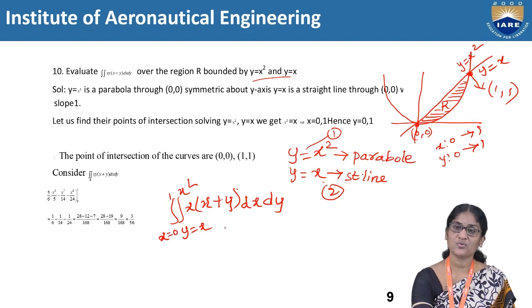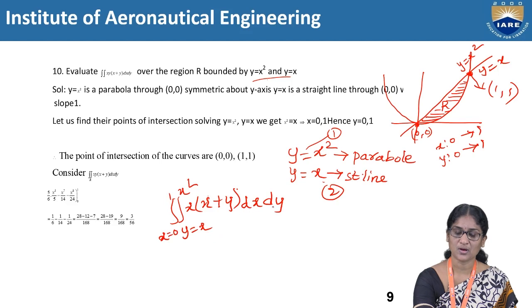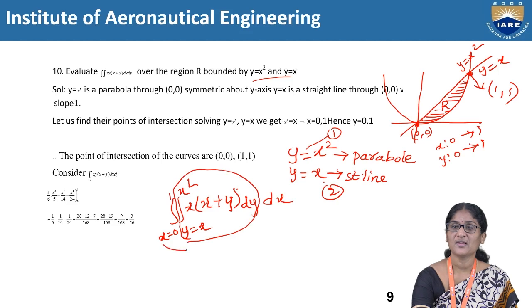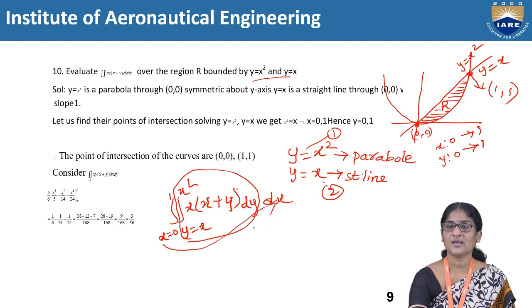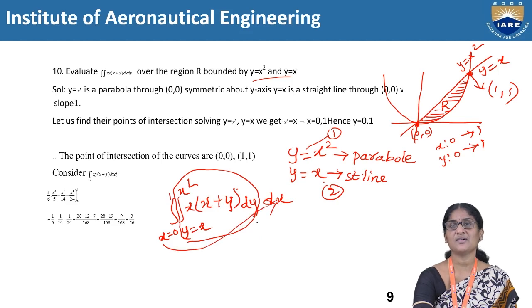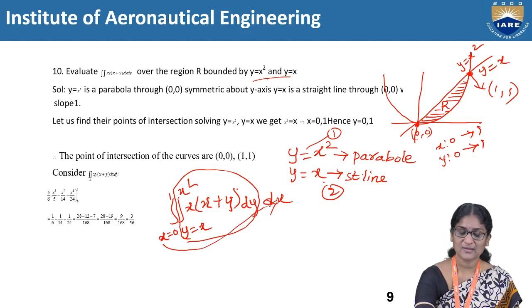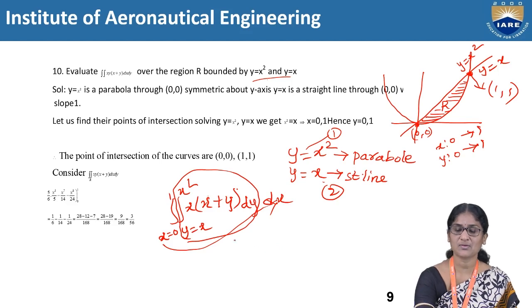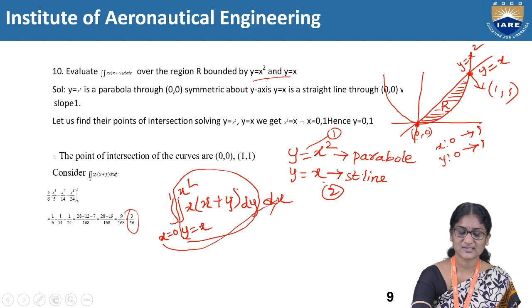First, with respect to what variable do I have to integrate? With respect to y. So I'll change these two. I'll put this as y and this as x, because first I have to integrate with respect to y, then I go for x. From here onwards, it's the same as we have done in the previous questions. So the answer for this is 3/56.